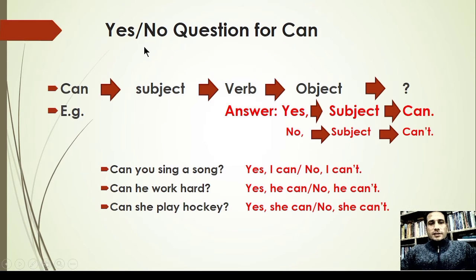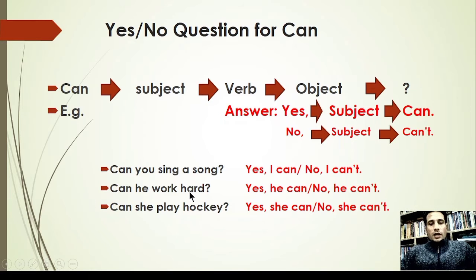Now, how to ask yes/no questions with can? Here we have to bring can to the start of the sentence, then it is followed by the subject, then the main verb in the first form, and then the object, and at the end of the sentence we have the question mark. We have to answer it with yes, subject and can. And if the answer is no, then no, comma, subject and can't. For example, can you sing a song? And the answer is yes, I can. And if it is no, no, I can't.